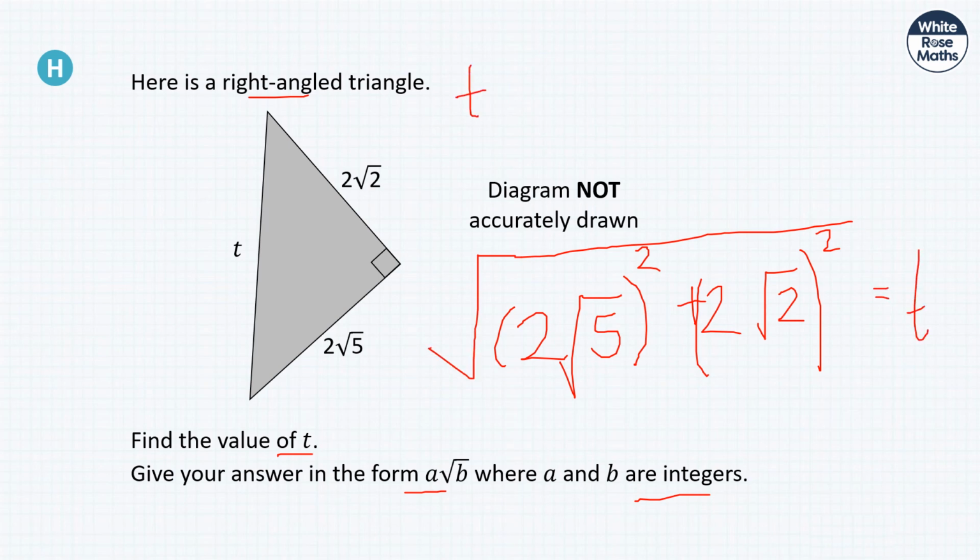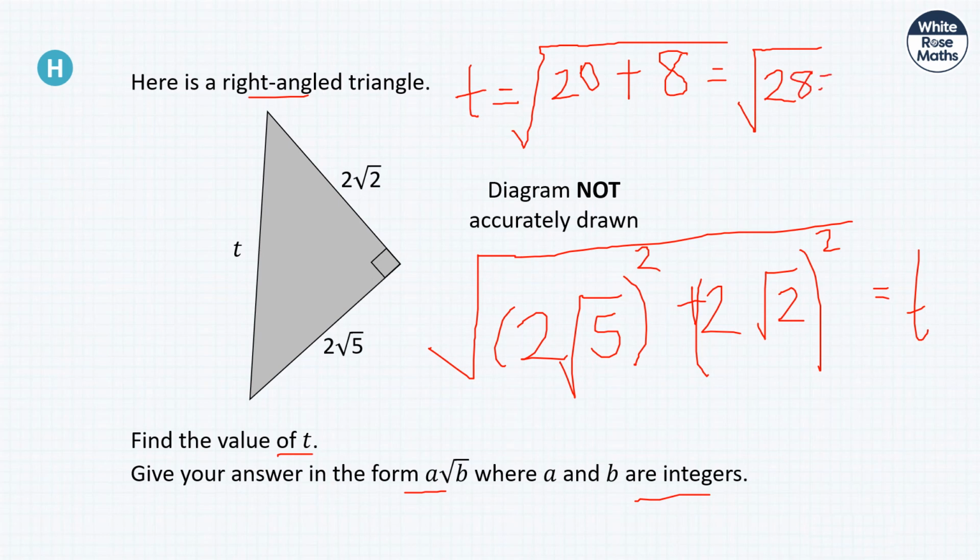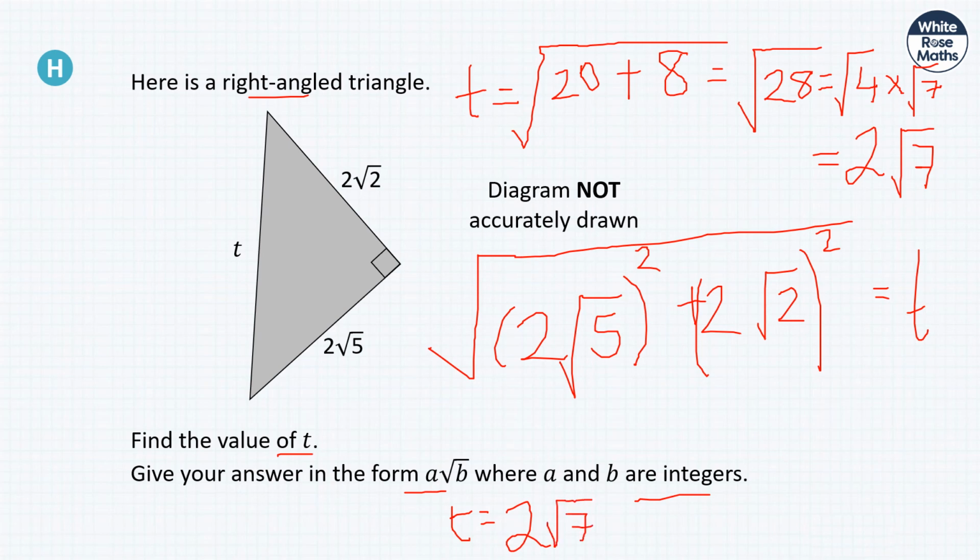Okay, so I'm taking my time with this. So if I square this, 2 times 2 is 4. Root 5 times root 5 is 5. 4 times 5 is going to be 20, so I'm going to have 20 there. Plus, now 2 squared is going to be 4. Root 2 squared is going to be 2. 4 times 2 is going to be 8. So 20 plus 8 is going to be root 28. Now if I simplify this further, I can write it as root 4 times root 7, which simplifies to 2 root 7. So t is equal to 2 root 7, where a is equal to 2 and b is equal to 7.